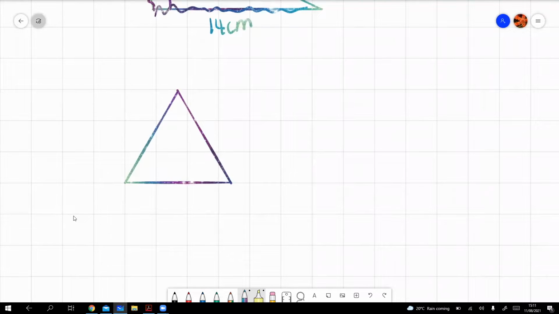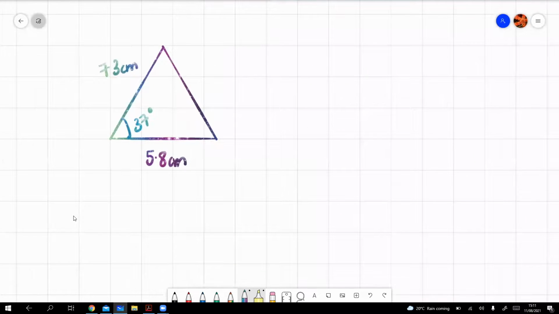Okay, let's have a look. I've got a triangle here. That there is 37 degrees. That there is 7.3 centimeters. That there is 5.8 centimeters. Okay, first of all, I want to work out the area of this triangle. So I'm going to write down my formula, a half AB sine C.